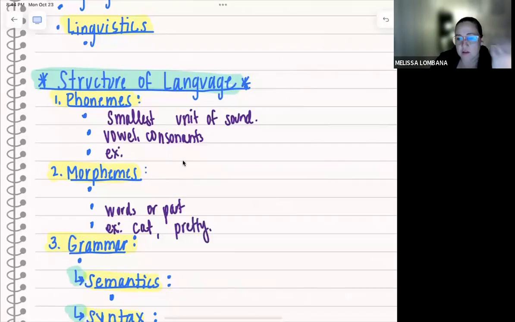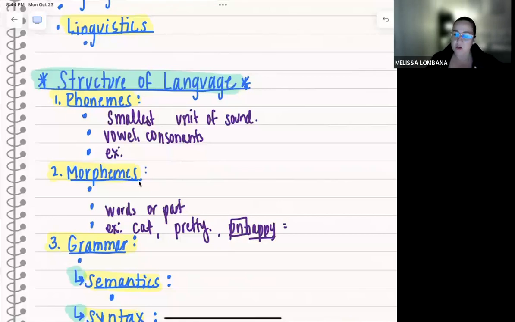Some examples would be cat or pretty. You get your phonemes and put them together to create morphemes. But we could also have, for example, unhappy. Un is one morpheme and happy is the second one. So if they ask you how many morphemes are here, you would say two. Sometimes they do ask that.